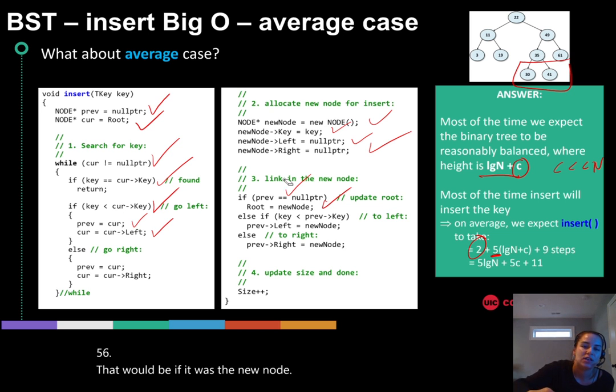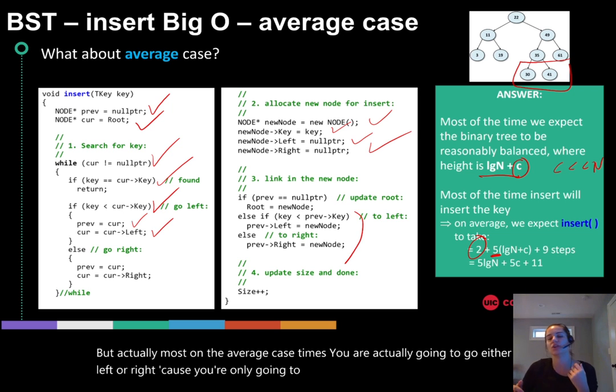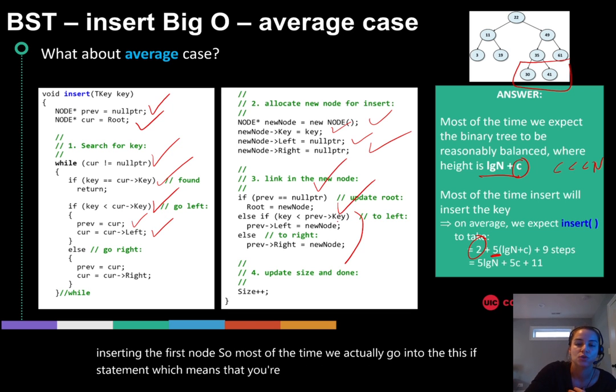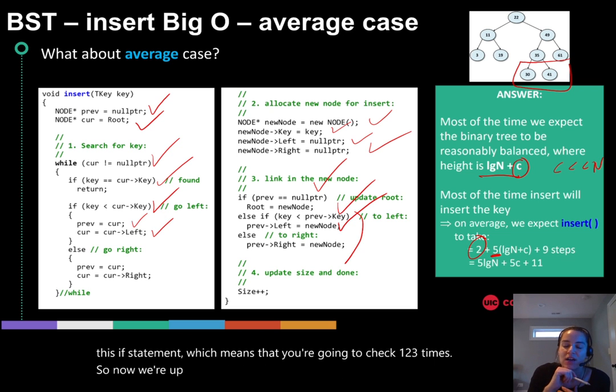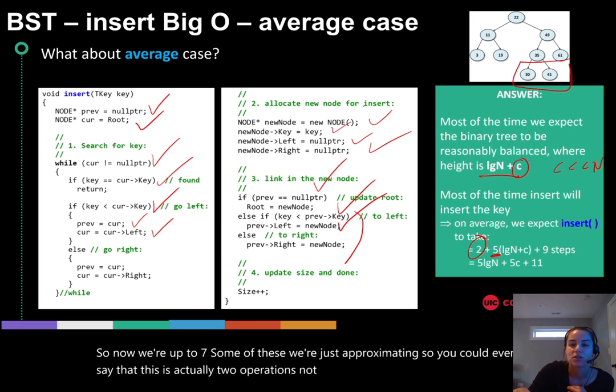But actually, on the average case, you are going to go either left or right, because you're only going to have that case once, when you're inserting the first node. So most of the time, you're going to go into this if statement, which means that you're going to check 1, 2, 3 times. So now we're up to 7. Some of these, we're just approximating, so you could even say that this is actually 2 operations, not 1. But anyway, that's 1, 2, 3, 4, 5, 6, 7.